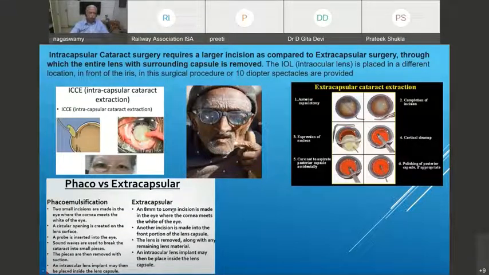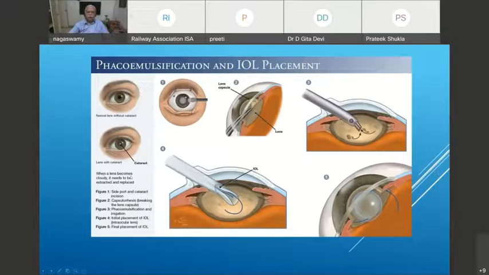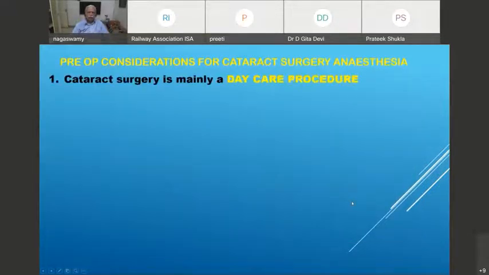So the same thing is done by phacoemulsification, and these are all the steps in phacoemulsification. You make an incision, make a rent in the capsule, break all this material and suck it out, and then this is the lens which has been folded and placed inside, where the posterior capsule is still there. So you place it there, it will automatically get hinged there and remain in place. So these are all the steps of phacoemulsification.